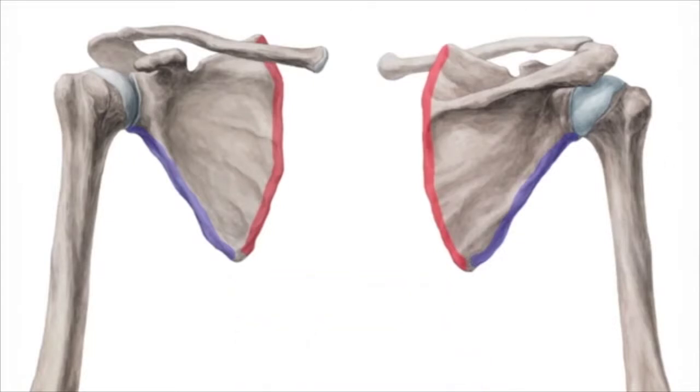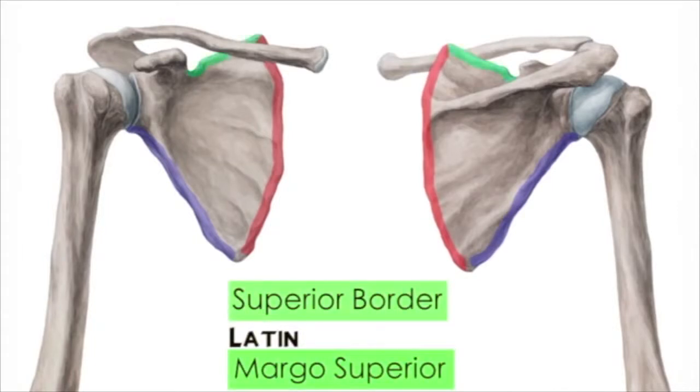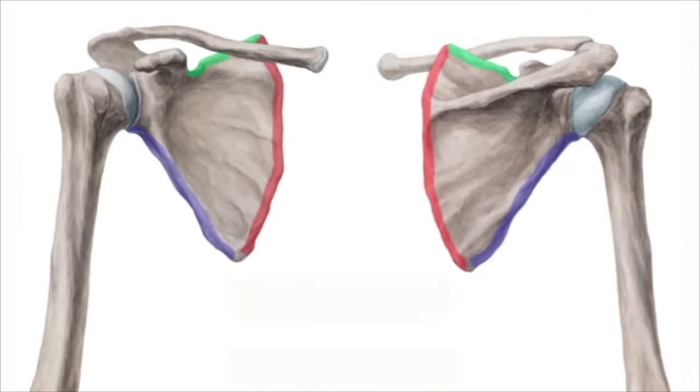Now, the last one is the superior border. This is the shortest and the thinnest and will extend from the superior angle all the way to the base of the coracoid process, as you can see here.